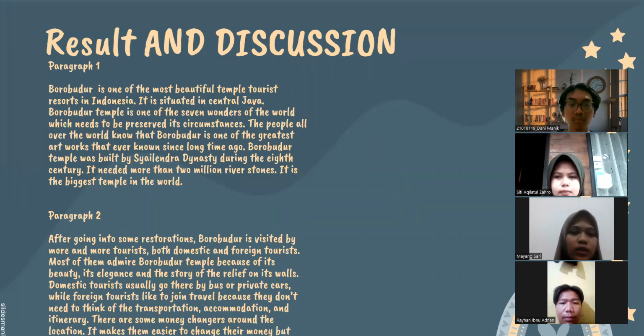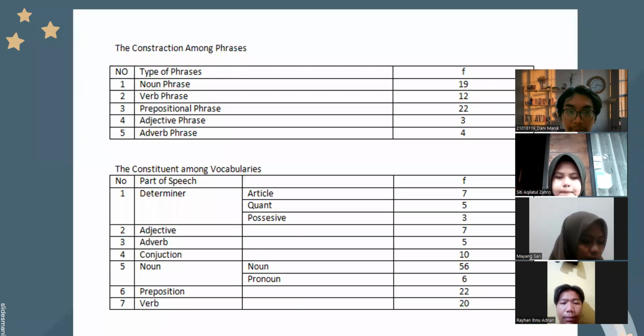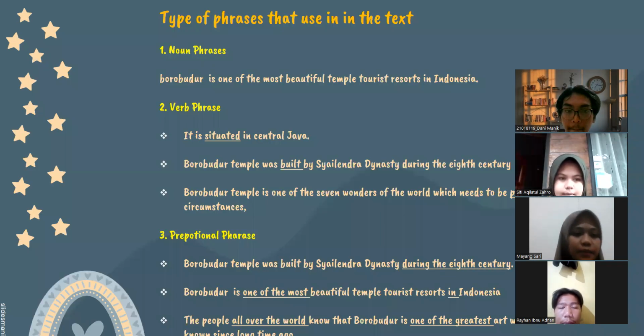Result and discussion. So this is our text. There are two paragraphs. Next. So this is what we found: the frequency of the types of phrases and the frequency of other vocabularies from parts of speech. Next.